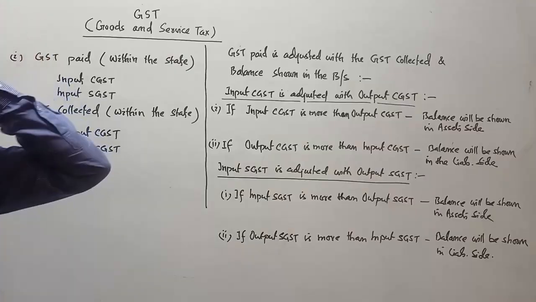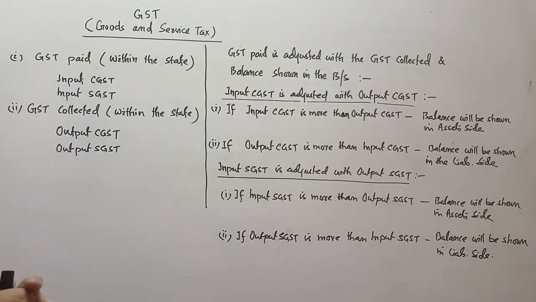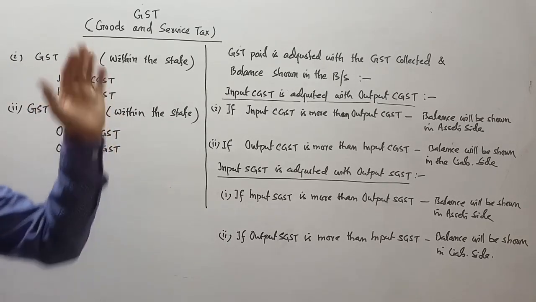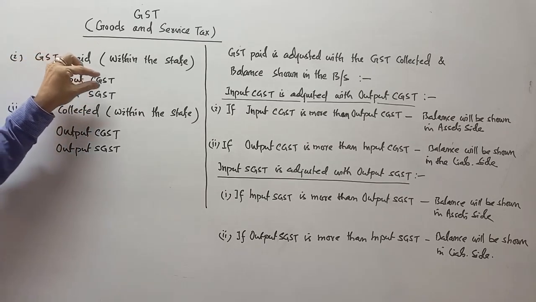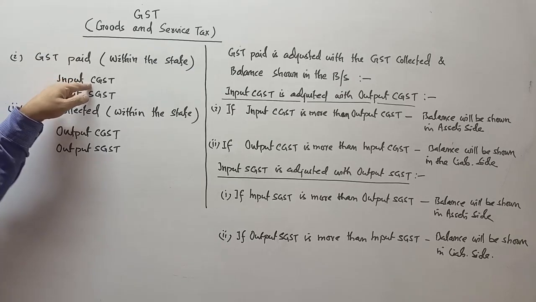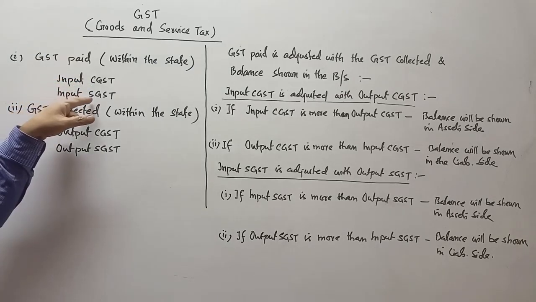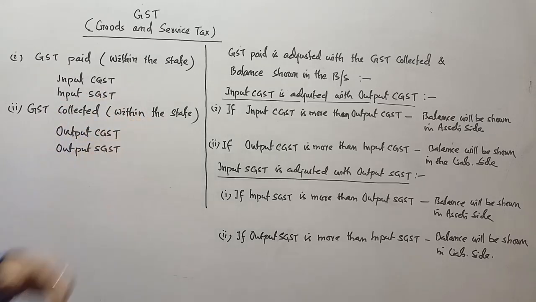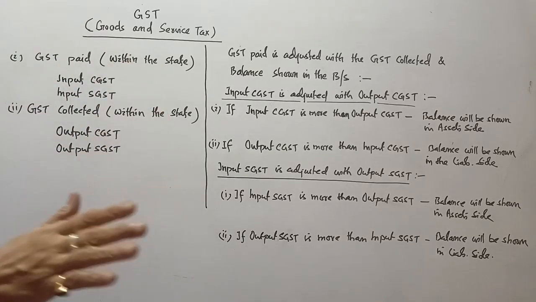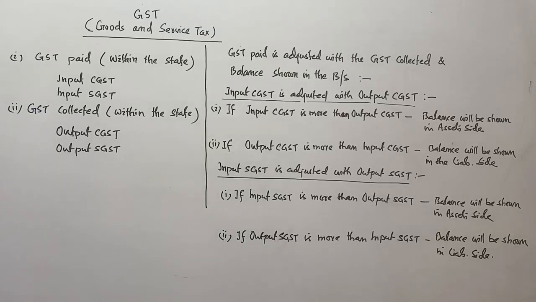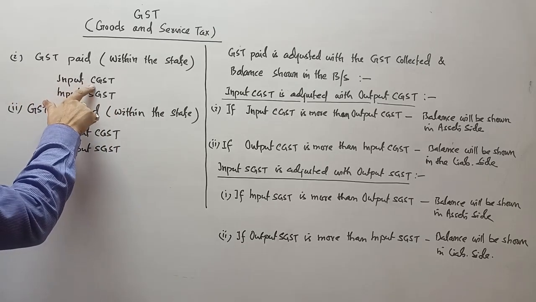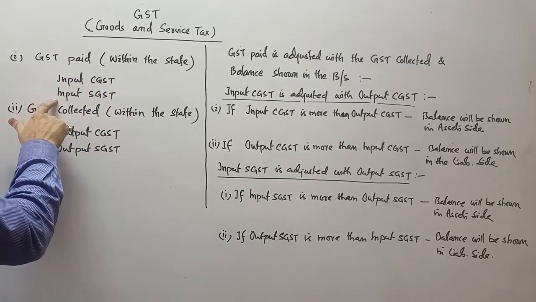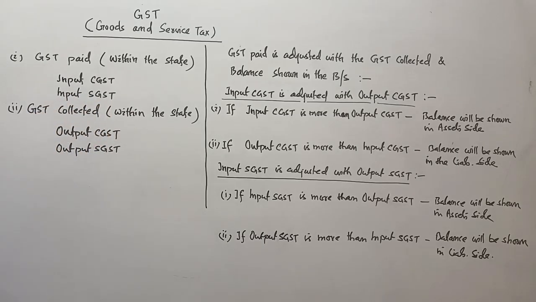So is it clear? Now coming to the GST. In financial statements, we will discuss GST, goods and service tax. GST paid within the state is bifurcated into two: input CGST, CGST means central GST, and input SGST means state GST. So when the GST is paid at the time of purchase of goods or purchase of assets, that is bifurcated into input CGST, the central GST, and input SGST, the state GST.